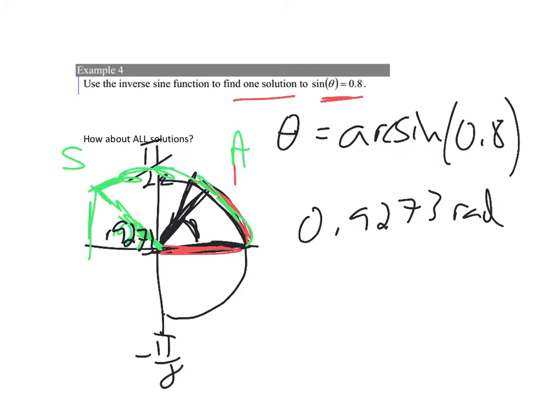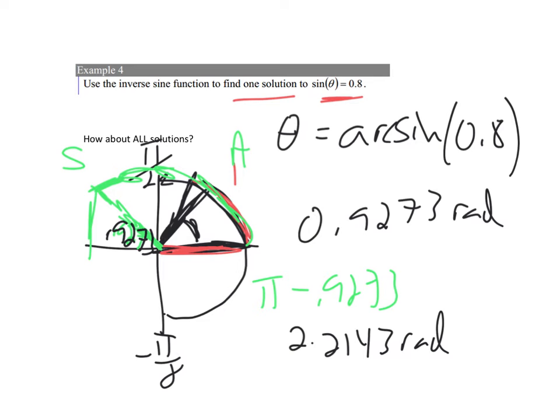Well, isn't that just pi minus 0.9273? So on my calculator, I'm going to do pi minus that answer. And so that's going to be 2.2143 radians. So that's two solutions.